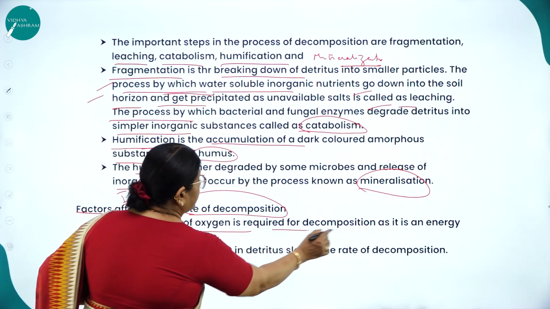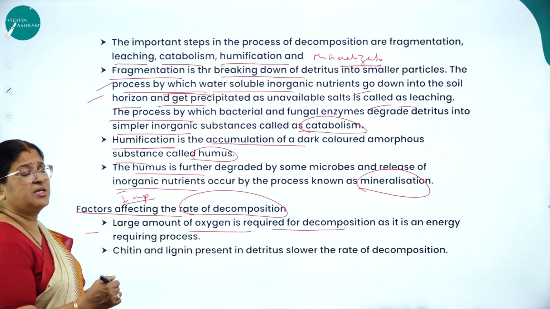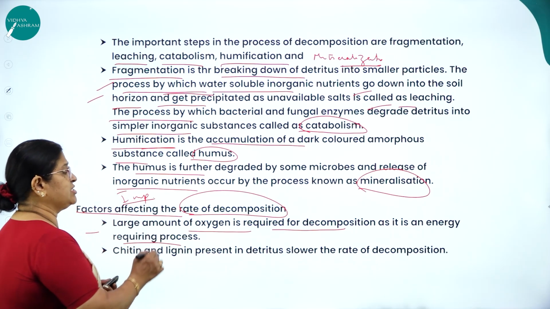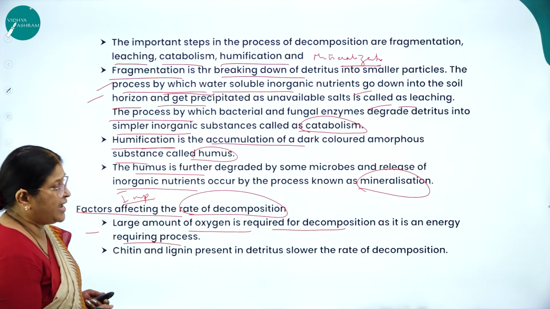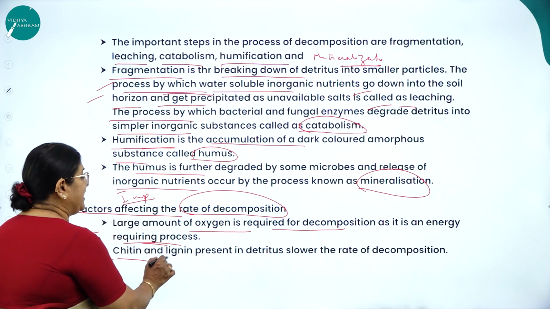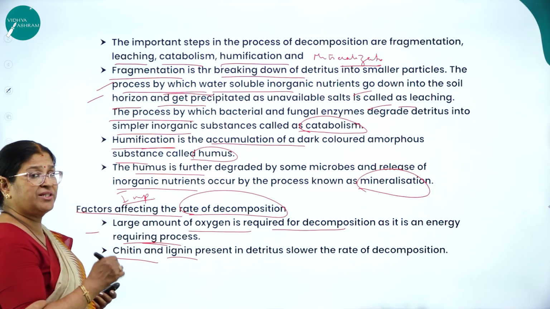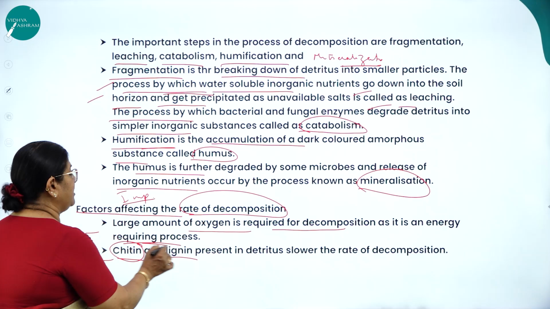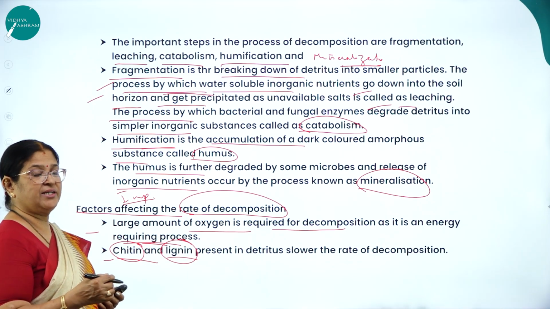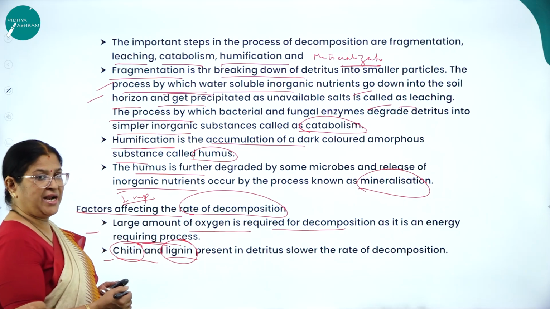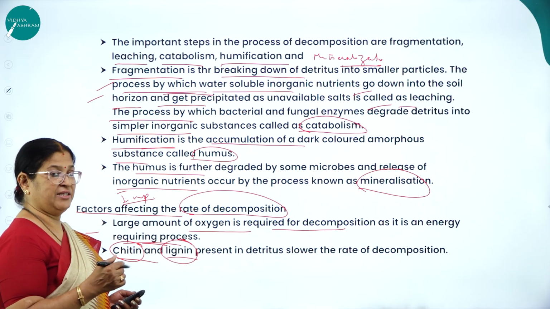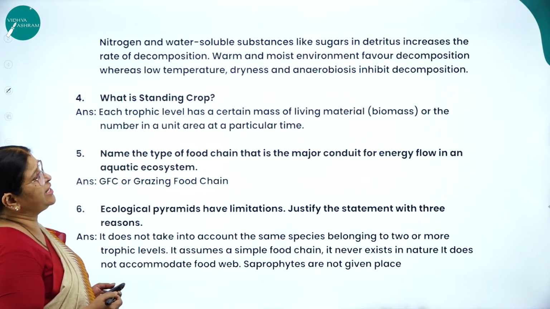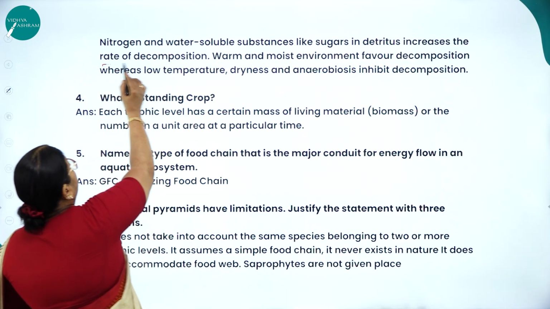A large amount of oxygen is required, so it is an oxygen dependent process. The more the oxygen, the more will be the rate of decomposition. So a large amount of oxygen is required for decomposition as it is an energy requiring process. Chitin and lignin present in detritus lower the rate of decomposition. Suppose the plant or animal remains are made up of chitin and lignin, particularly the insect wings as well as the plants. Then the rate of decomposition is slower. Nitrogen and water soluble substances like sugar in detritus increase the rate of decomposition.